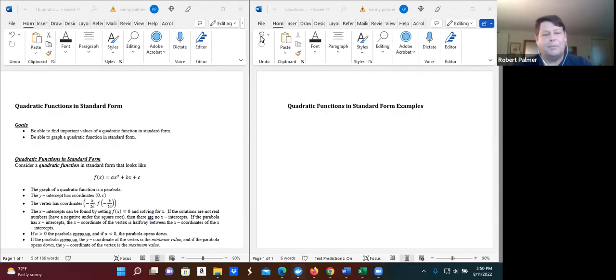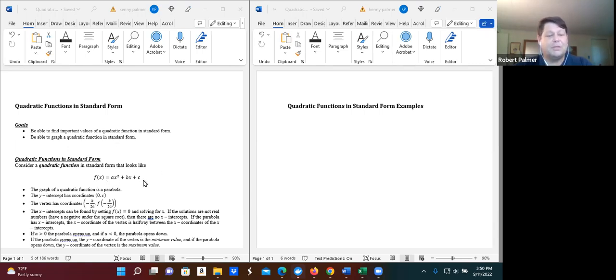Welcome back. Today, I want to talk about quadratic functions and what's called standard form. Explain what that means. So, our goal, as we see, is to be able to find the important values of a quadratic function when it's in this form, and also be able to graph a quadratic function in the standard form. So, now let's take a look here.